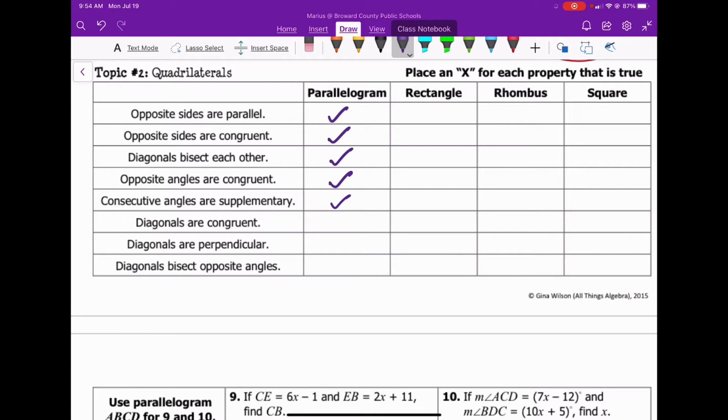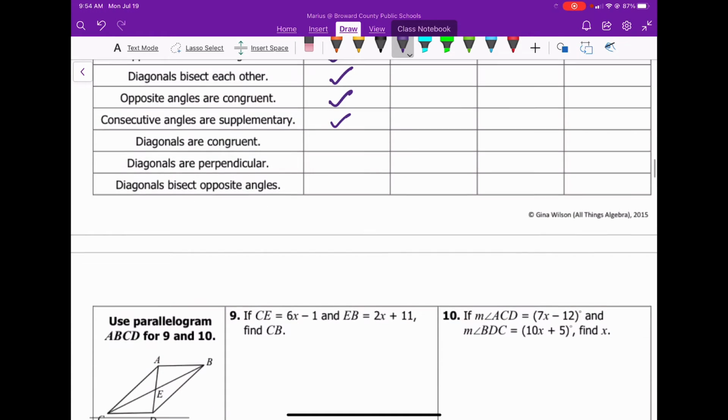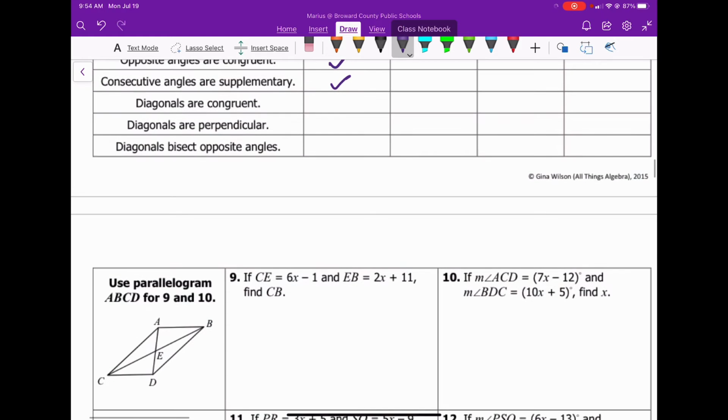All right, so next, those are the properties. We're going to go ahead and take a look at this question here, these two numbers 9 and 10, and we're going to be using this parallelogram, ABCD, to answer these two questions. So one thing we can do, we can go ahead and just mark this diagram up. For example, these opposite sides, one thing we know is that they're parallel, okay? We don't have to put the markings there, but we already know that they're parallel. And just for sake, parallel markings look like this.